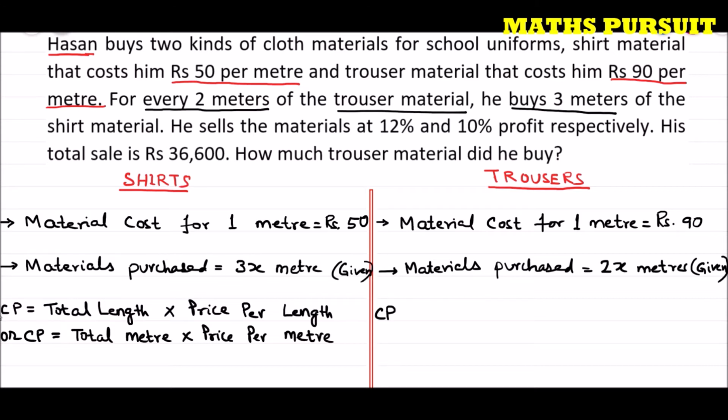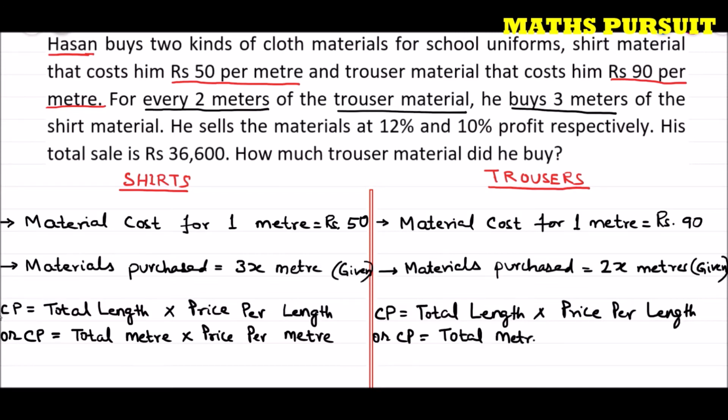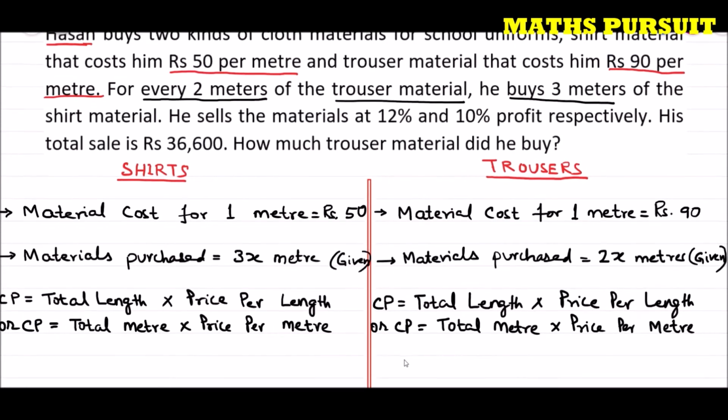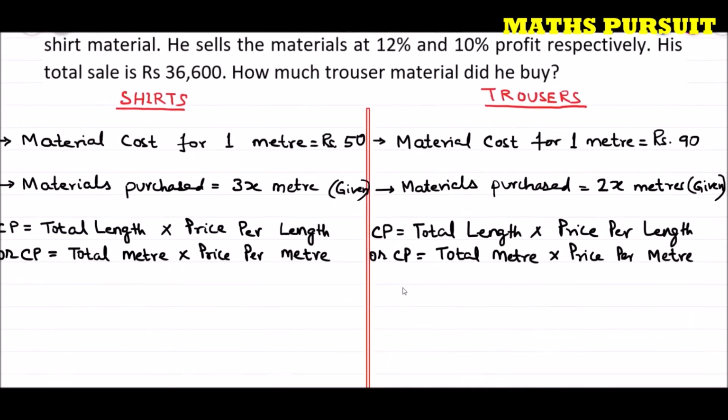Similarly, here cost price is equal to total length into price per length. We need to be very careful while doing this type of questions, otherwise we will end up making mistakes. Or cost price is equal to total meter into price per meter. Guys, I am moving very slowly so that you people can understand. So what we got: cost price is equal to total meter into price per meter.